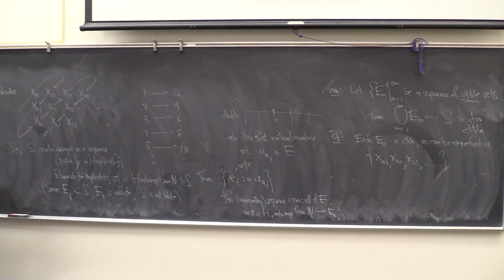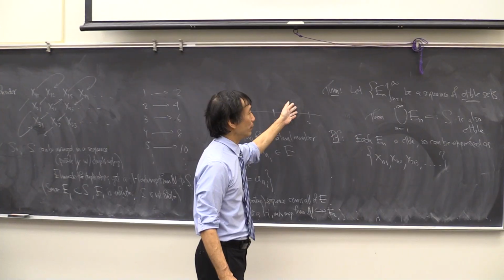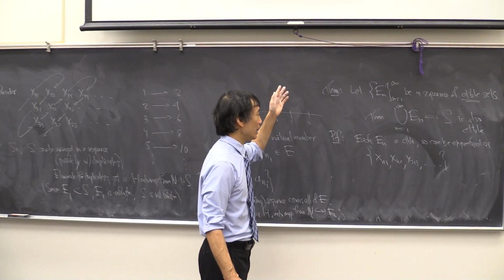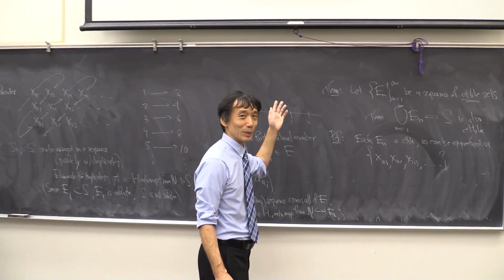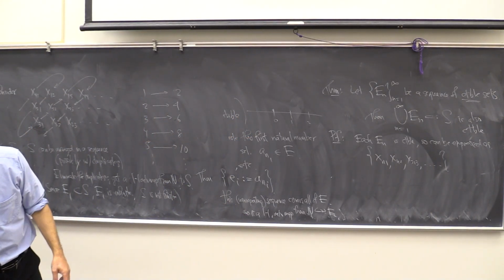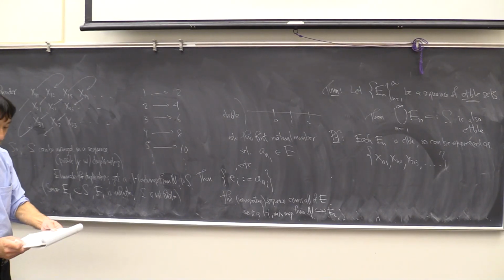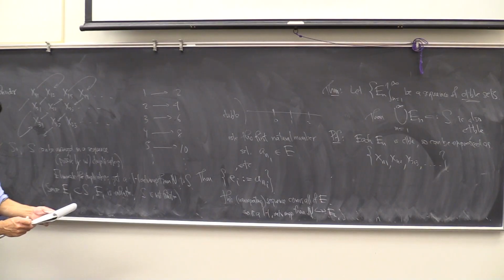Okay, so that's why any countable collection of countable sets is still countable. The union is still countable.